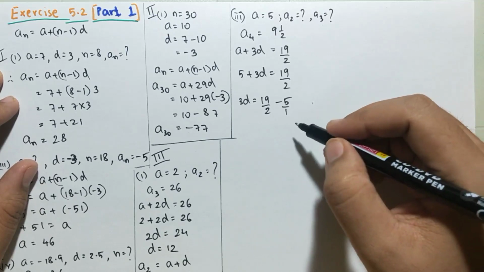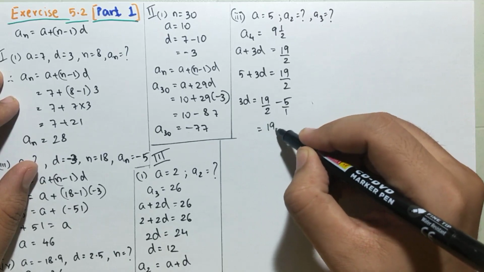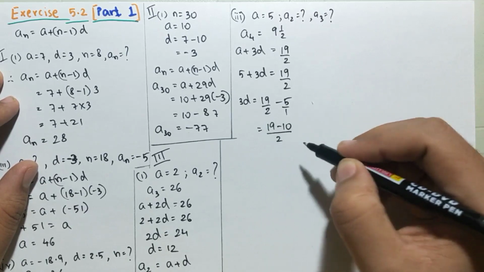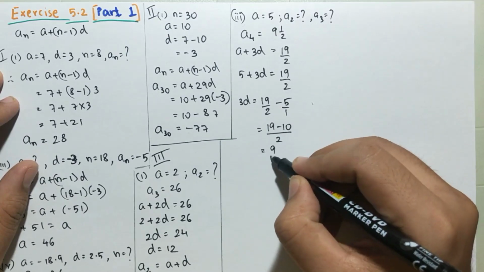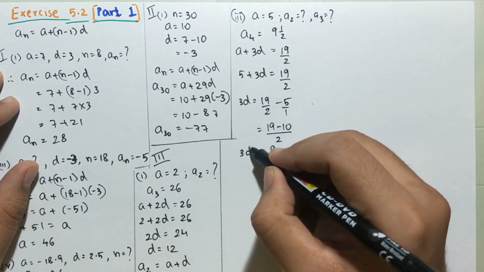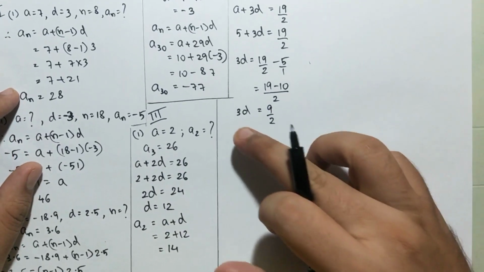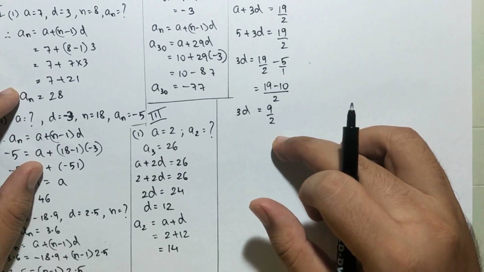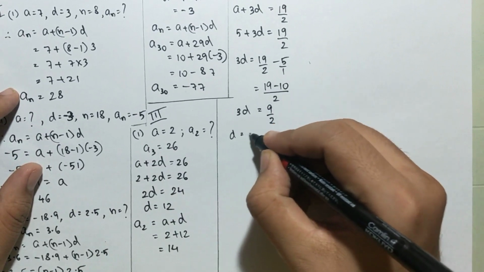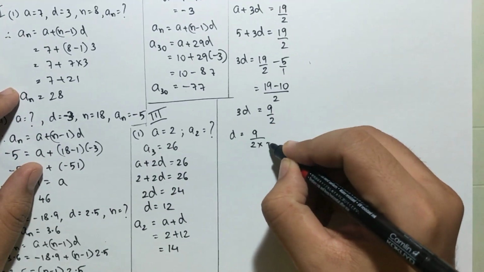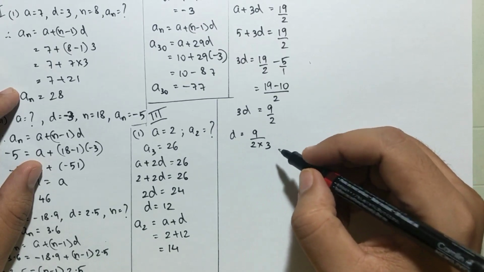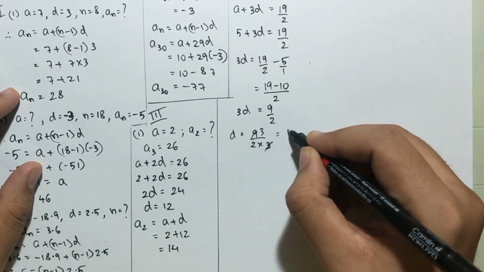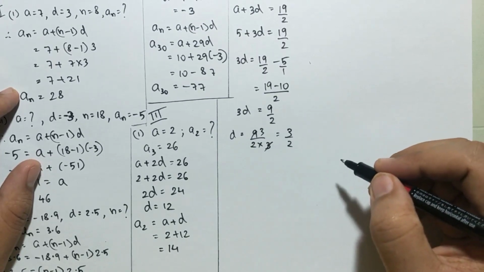Taking LCM, 2 is the LCM. So 19 minus 10 upon 2, that is 9 upon 2. This is my 3D. To find D, this 3 has to be taken in the denominator. So D equals 9 and the 3 in the denominator. 3 ones are 3, 3 threes are 9. So D is 3 by 2.